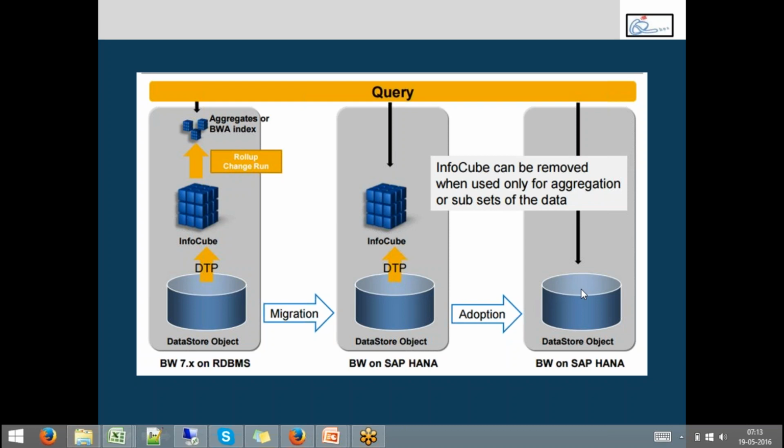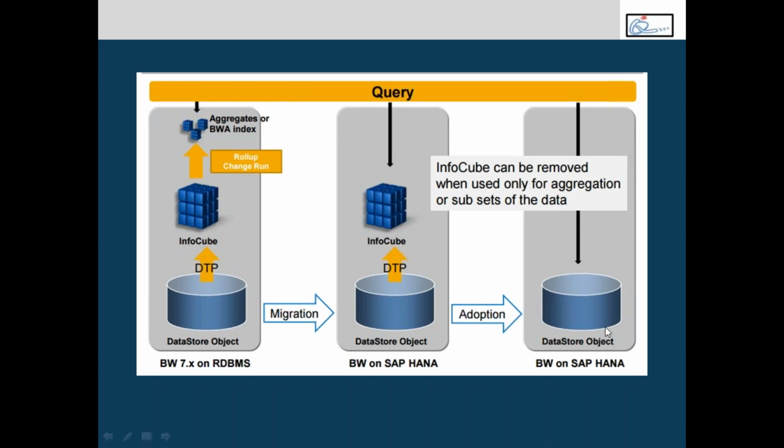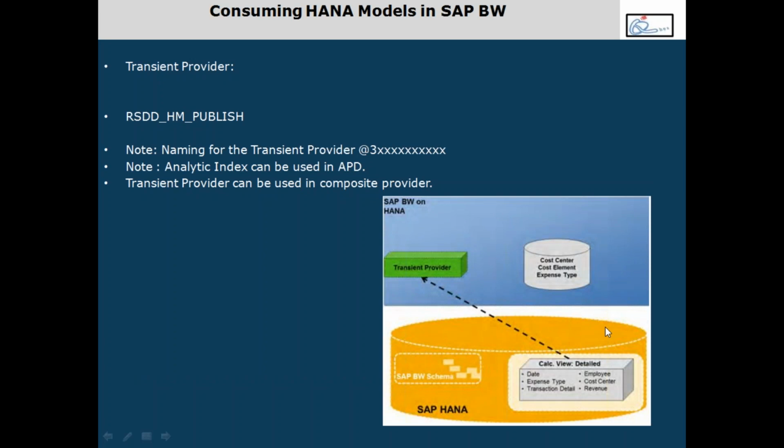So when you have BW on HANA, whether you do query reporting on DSO or the cube, the performance is one and the same. If you do not have any transformations between the DSO and the cube, and the cube is used only for aggregating or a subset of data, the cube can be eliminated and we can have the query running on DSO directly. Okay. So next concept.